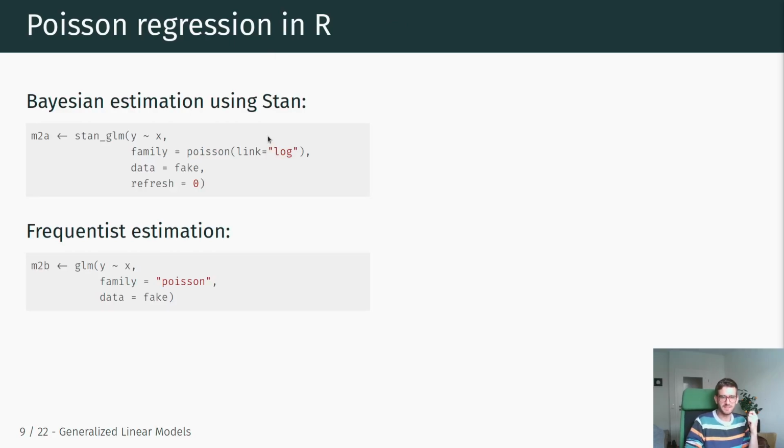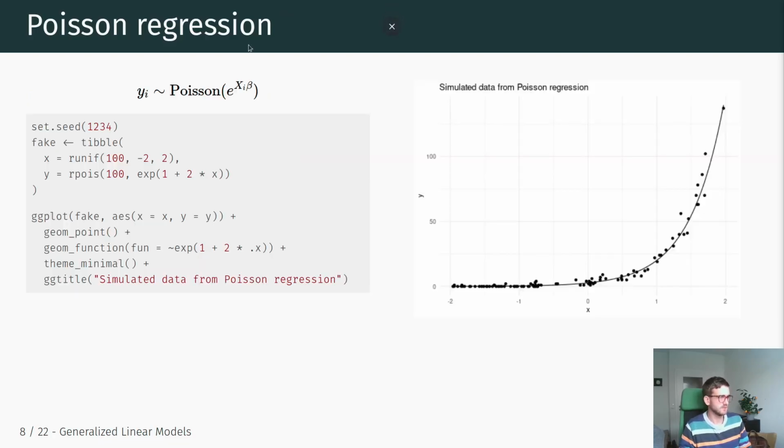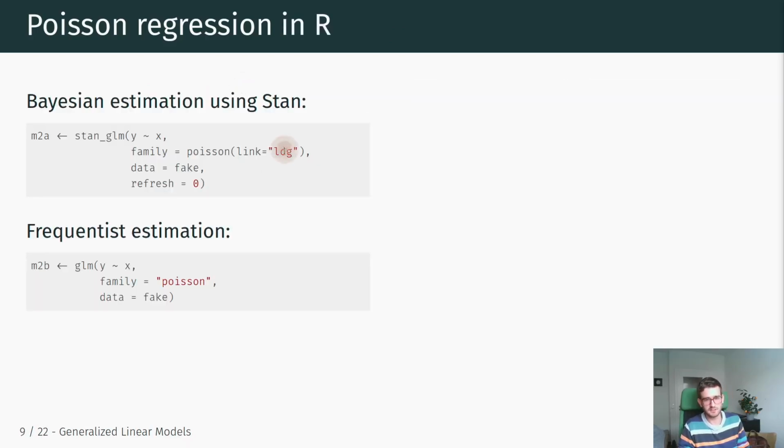Similar to how we talk about the inverse logit function as the link function for the logistic regression, here we talk about the log as the link function for the Poisson regression, despite the fact that we take e to the power of x times beta. Okay, so that's why the link here is the log. The data, as we said, is the simulated data, and refresh equals 0, so we don't have our Stan output during the estimation as part of our markdown file.